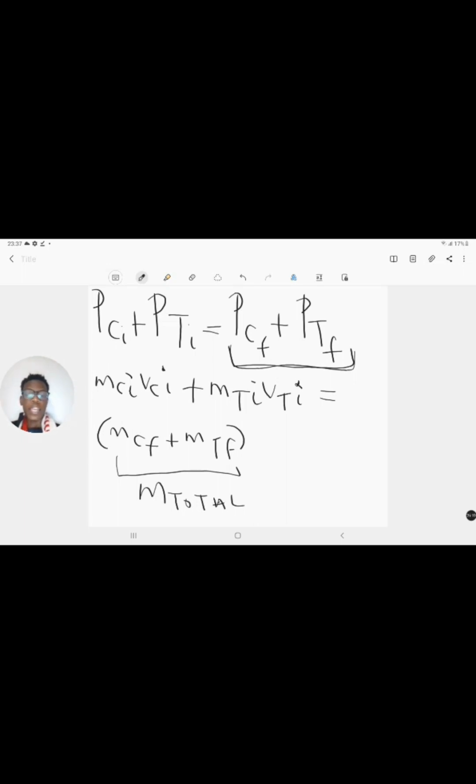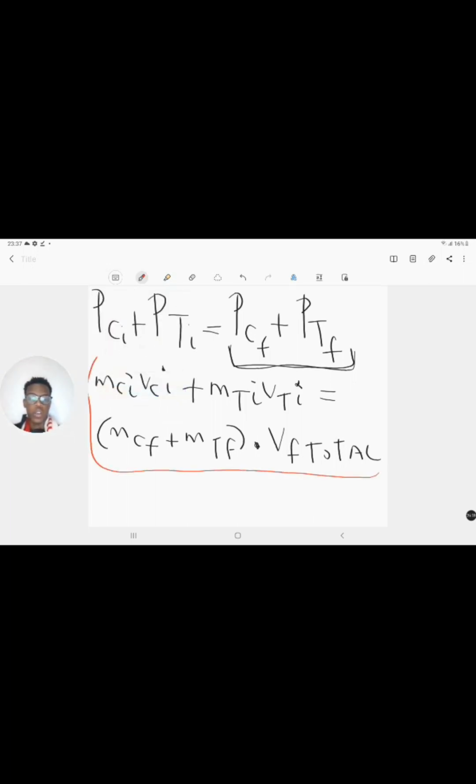Now remember, momentum is mass times velocity. So we should multiply this total mass times the total velocity. I'm going to say Vf total, the final velocity. So that's what this equation looks like. I'm just going to erase the m total there. And this is what the equation looks like.